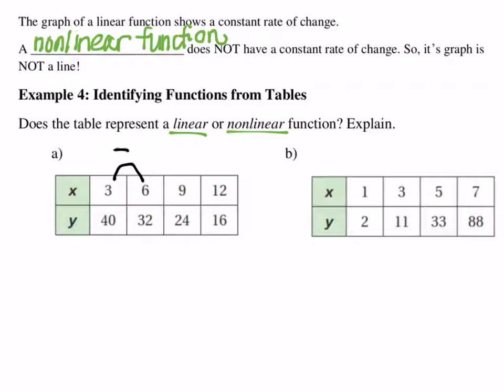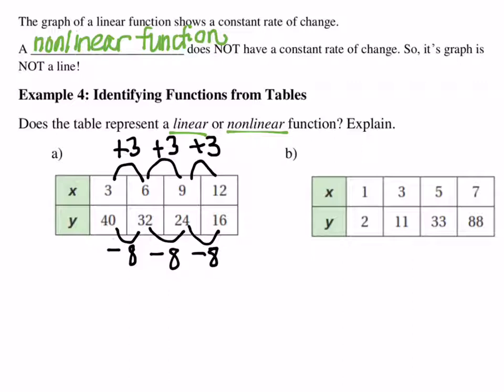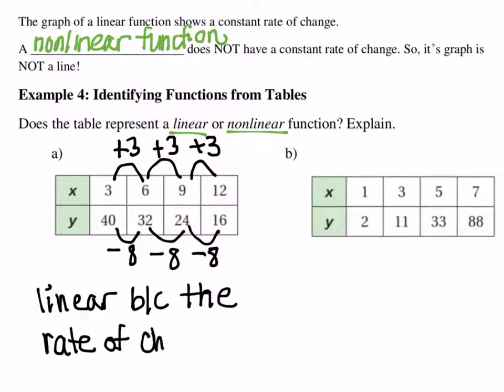To get from 3 to 6, it's plus 3. 6 to 9 is plus 3. And 9 to 12 is plus 3. Constant rate of change, so far so good. Let's check it out down here. Minus 8, minus 8, minus 8. Hey, were they constant? Did they change at all? No. So they are linear because the rate of change was constant. I wish everything in math could be like that. It's not so scary after all, is it?